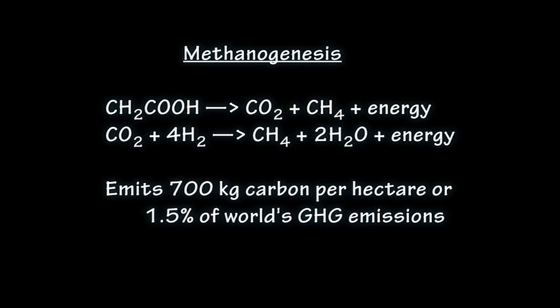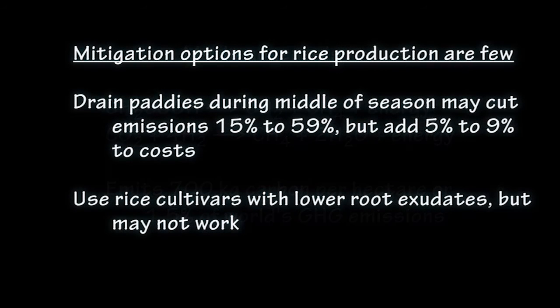In a process known as methanogenesis, soil microorganisms under anaerobic flooded conditions harvest the energy released during the breakdown of organic carbon compounds into methane. This process emits as much as 700 kilograms carbon equivalents per hectare, or 1.5% of the world's greenhouse gas emissions from human activities. Mitigation options for rice production are few.